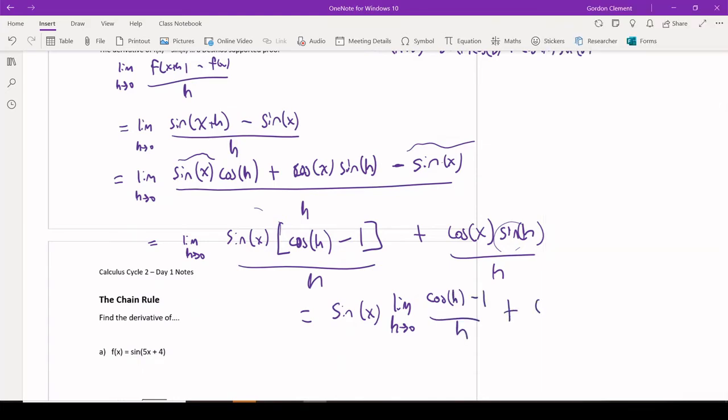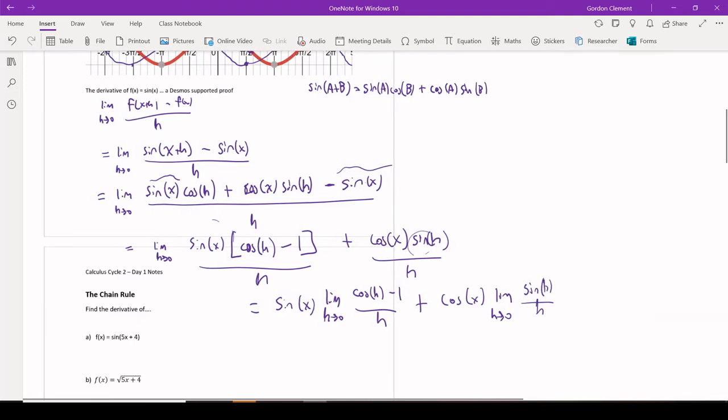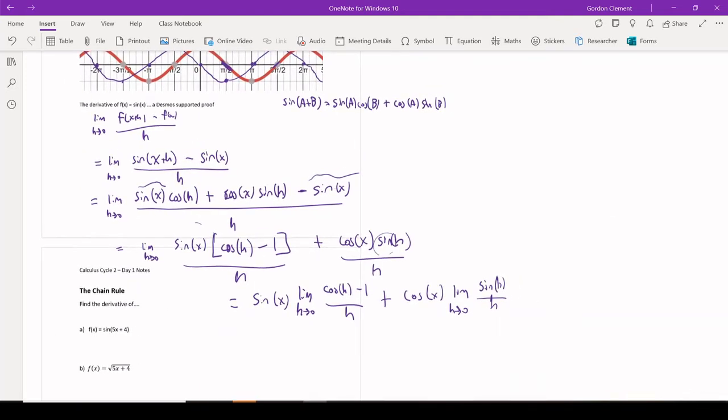And I can figure out the cos of x because I know it doesn't care if h goes to 0. And just focus in on these different things. All right, so basically all I've done is split this overall limit into two, and I factored out the stuff that is constant in terms of the limit. Sine of x doesn't care if h goes to 0, cos of x doesn't care if h goes to 0, so I've just separated that out from the limit.